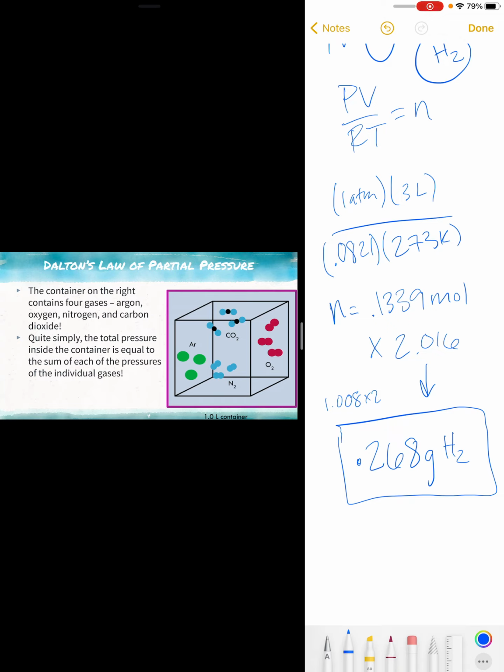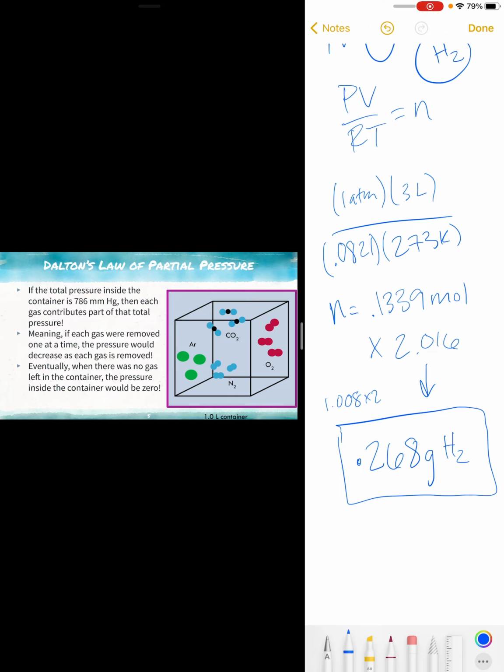The container on the right contains 4 gases. We have argon, oxygen, nitrogen, and carbon dioxide. So just to put it simply, the total pressure inside the container is equal to the sum of each of the pressures of the individual gases. If the total pressure inside is 786, that means each gas contributes to that total number. If we started to remove gas one at a time, the pressure is going to decrease, obviously. Eventually, there is no gas left in the container. The pressure inside would be 0.